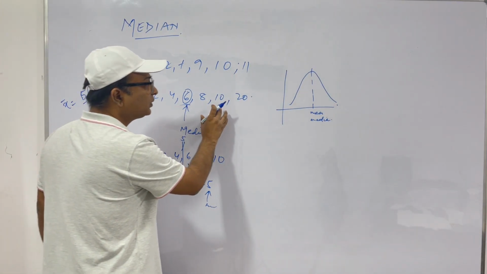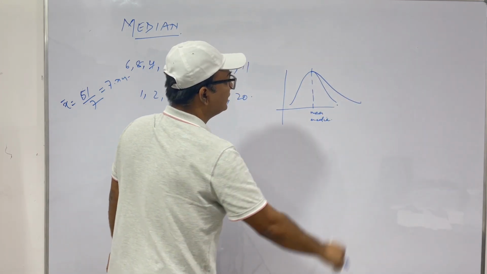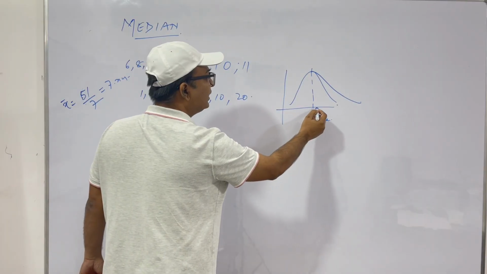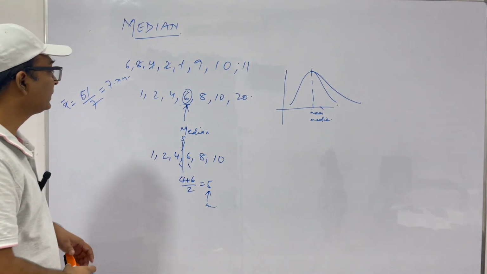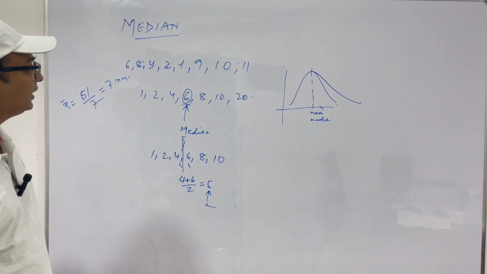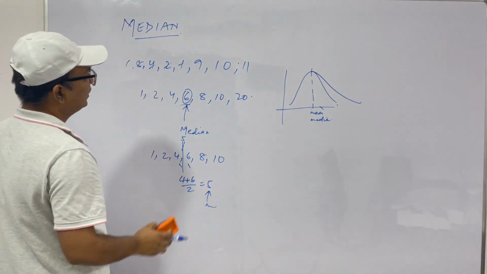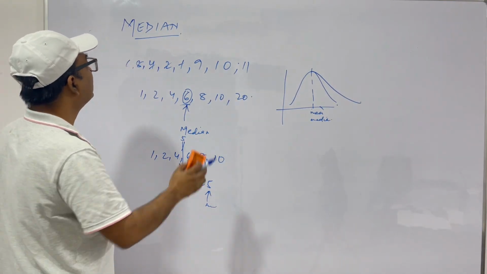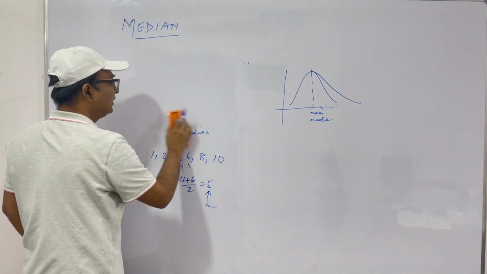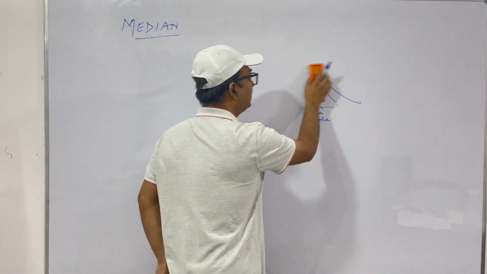So if the distribution is skewed towards this side, our median will be here only, but the mean will shift to the right. So mean and median may or may not coincide. Now, we just saw the median for simple data, but what if we have a discrete frequency distribution? How do we find the median of a discrete frequency distribution? Let's see how.